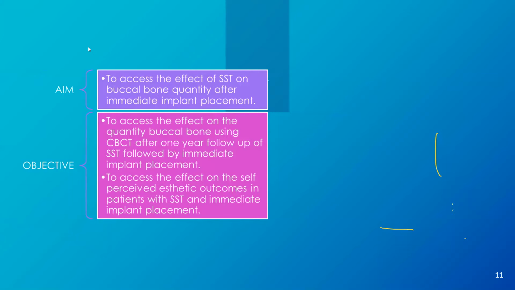But when I say objective, now I want to define how I'm going to achieve this, and therefore I will put it more systematically, methodologically, and scientifically. So my objective could be to assess the effect on the quantity of buccal bone, using what, using CBCT, after how much time, after 1 year of follow-up, using what, socket shield technique and immediate implant placement. The second objective would be to assess the effect on the self-perceived aesthetic outcomes of patients with socket shield technique and immediate implant placements.